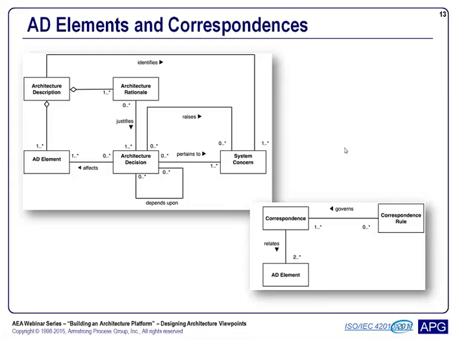The whole idea is that an architecture description, in addition to being a collection of viewpoints and views to help with interacting with stakeholders, also includes reference to a number of architecture description elements, where those architecture description elements have correspondences, which is the word 4210 uses for relationships, based on a correspondence rule. And so this whole idea of a correspondence rule is a call out in 4210 to the relationships that are allowed based on the architecture meta model.